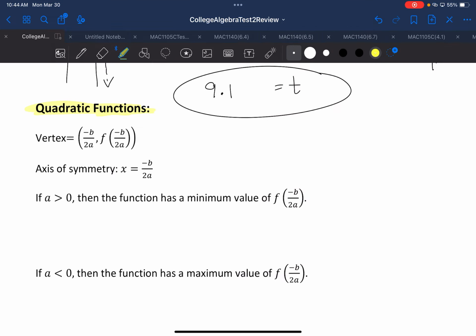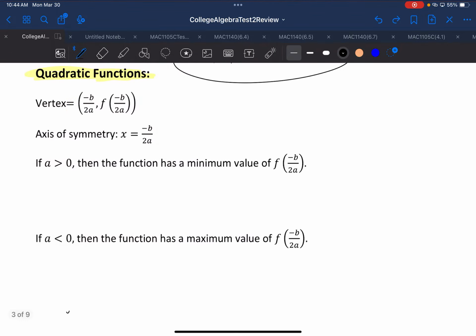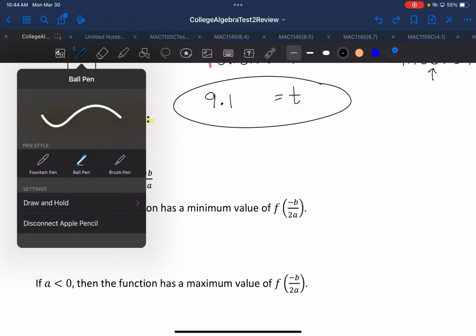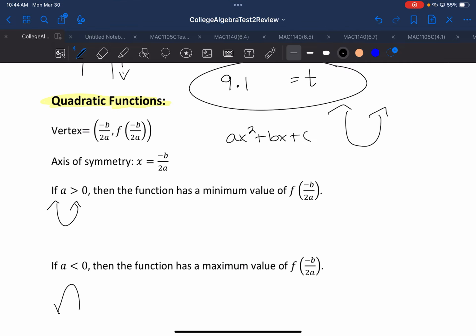So remember, for a quadratic function, we can find the vertex using this as the ordered pair, the axis of symmetry, and we know that if the A in front of the quadratic is positive, then it's pointing up and it has a minimum value, and if it's negative, it's pointing down and it has a maximum value, right?